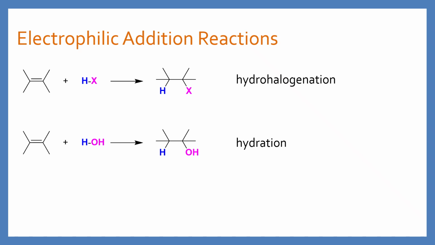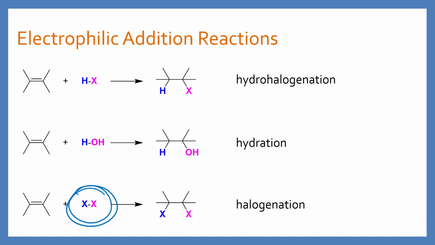This next reaction is called hydration because we are adding water to our alkene. And the water ends up splitting into 2, and hydrogen ends up on one carbon, and the hydroxyl group ends up on the other. So the pattern is very, very similar to what we saw in the previous reaction. And then we have halogenation, which is where you are only adding halogens across the double bond. So one halogen ends up on one carbon of the alkene, and the other halogen ends up on the other carbon of the alkene.